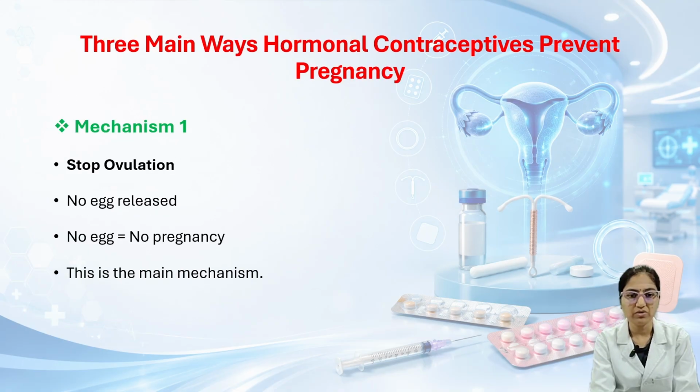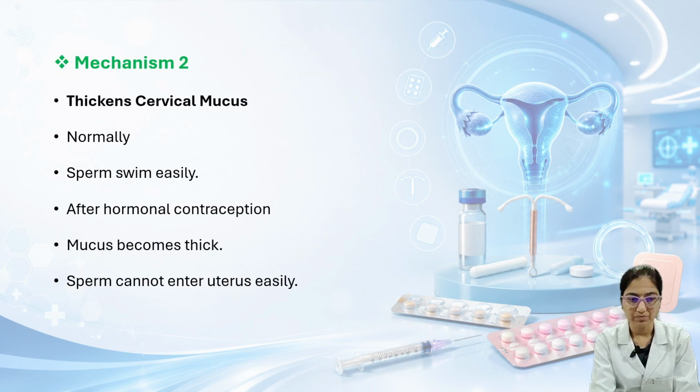Here are the three main ways that hormonal contraceptives prevent pregnancy. We'll see the mechanisms. First mechanism, stop ovulation. Stop ovulation in the sense no egg is released, and no egg means no pregnancy. This is the main mechanism. Next, the second mechanism, thickens cervical mucus. Normally sperm swim easily. After hormonal contraception, mucus becomes thick. Sperm cannot enter the uterus easily. This is the second mechanism.